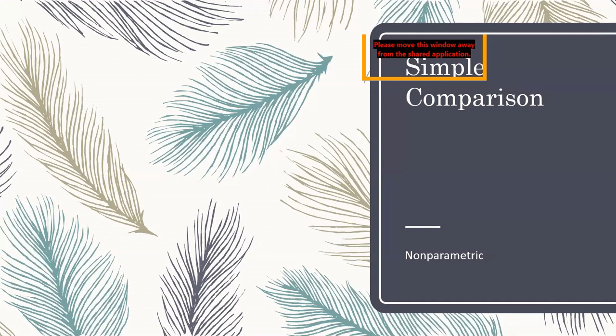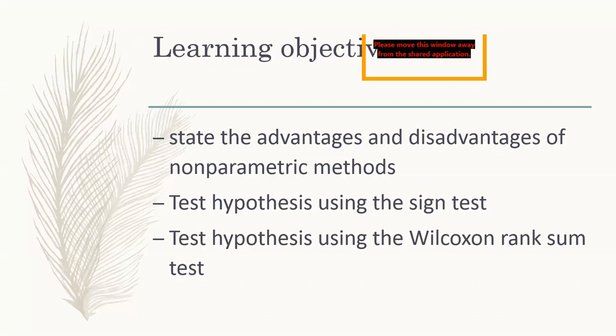So simple comparison. Okay, what are our learning objectives here? The first objective is to state the advantages and disadvantages of non-parametric methods. The second is to test hypothesis using the sign test. This is the first non-parametric test that we discussed. And the third objective is to test hypothesis using the Wilcoxon rank sum test. And later we are also going to discuss independent and dependent tests, not the non-parametric.